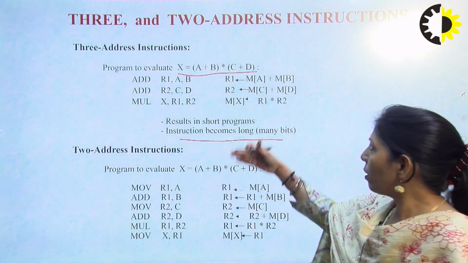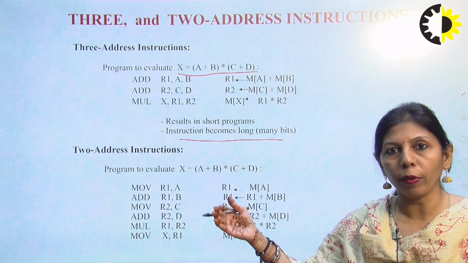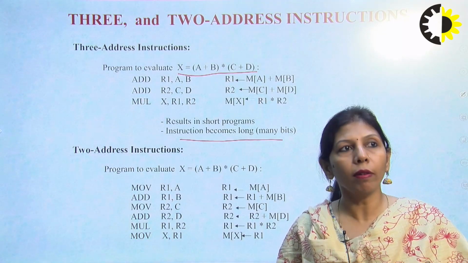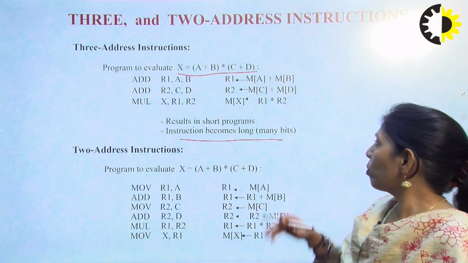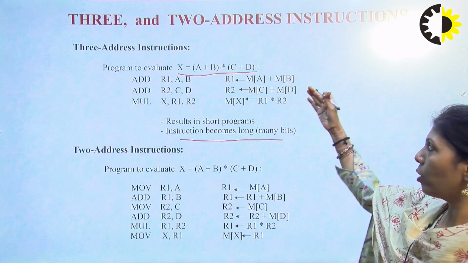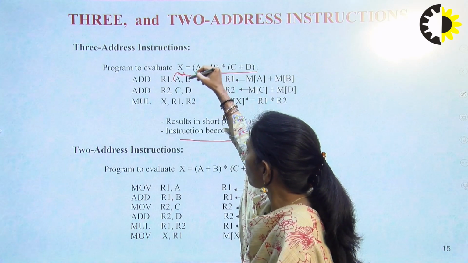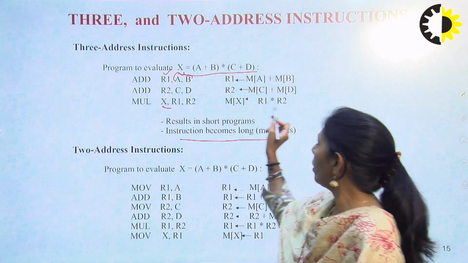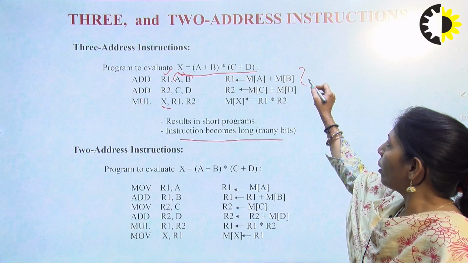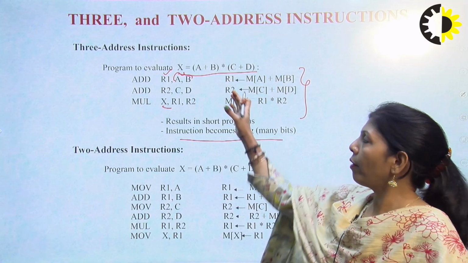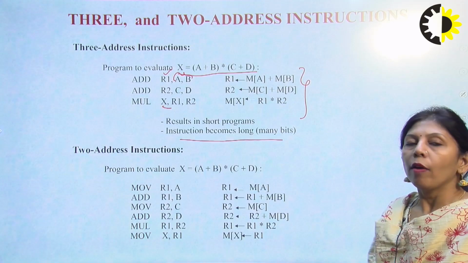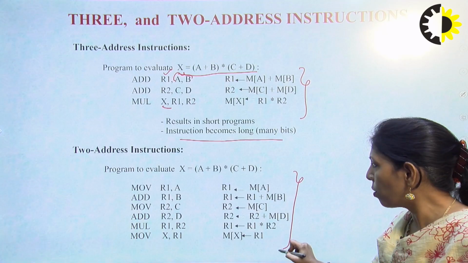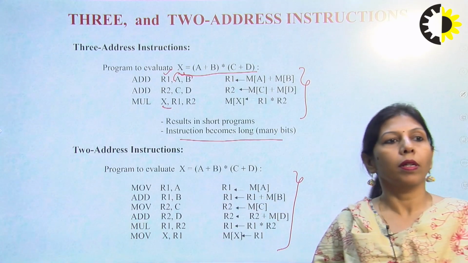because for the flexibility and for the ease of the operation, we have used 3 registers, 3 addresses here, for the source and for the destination. These are the sources and this is the ultimate destination where we need to reach, and this is the memory word where the value is being stored. So just in 3 steps we are done, we have calculated the value of x. Whereas in the 2 address instructions, the same operation is being done in 6 statements.